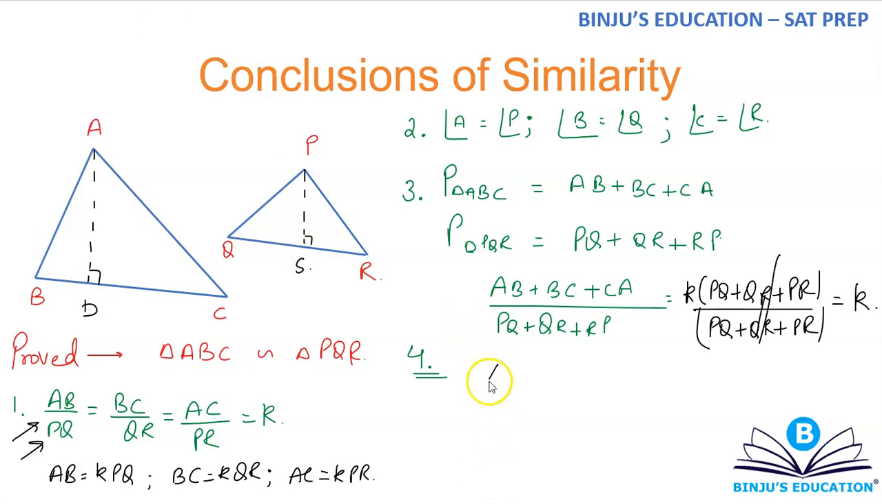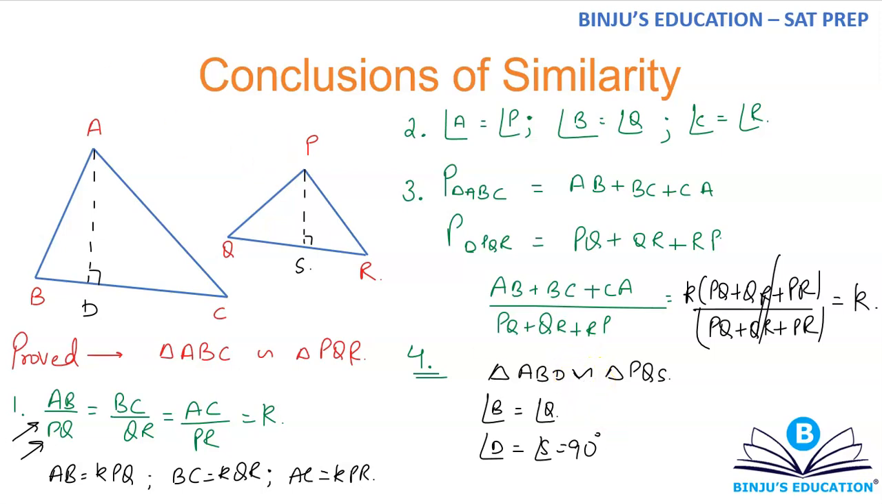Let's talk about two triangles. One is triangle ABD and another is triangle PQS. In the two triangles, you will observe that angle B is equal to angle Q, and angle D is equal to angle S because they both are 90 degrees. The third angle will automatically be equal because the sum is 180 and there are only 3 angles. If two are equal, then the third one has to be equal. So the two triangles are similar.